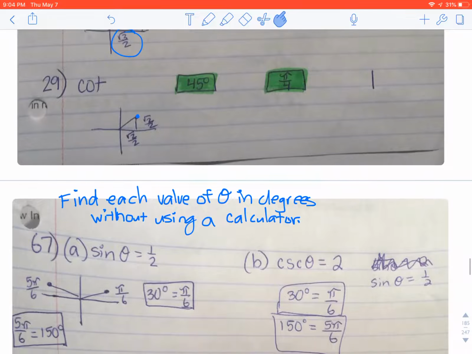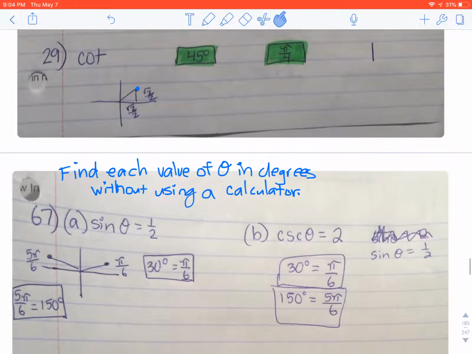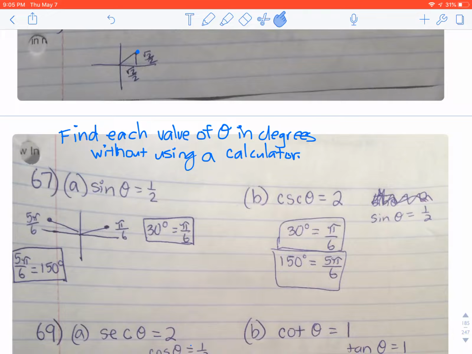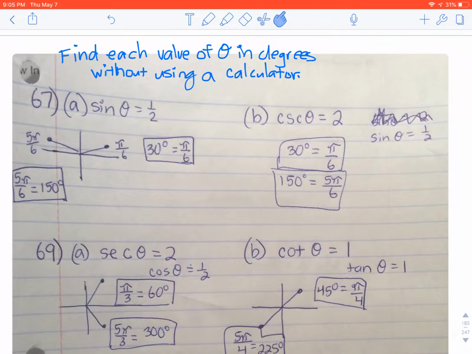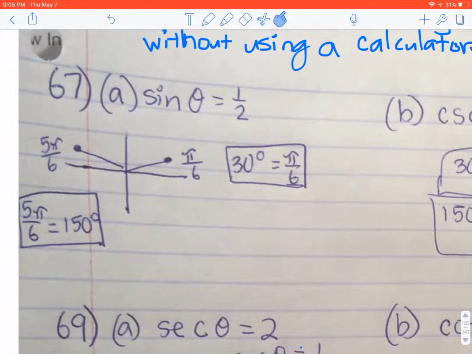Now let's look at 67 to 71 odd. And we wrote the instructions here to find all the angles for these ones, not just quadrant 1. So I will review that. The directions were to find each value of theta in degrees without using a calculator. So 67, the problem was sine theta equals 1/2. So you're asking yourself, where on the unit circle is sine going to be a positive 1/2? Remember, you're going to go up 1/2. So it's going to be positive here, and it's going to be positive here.